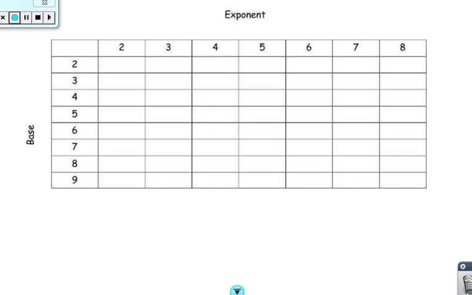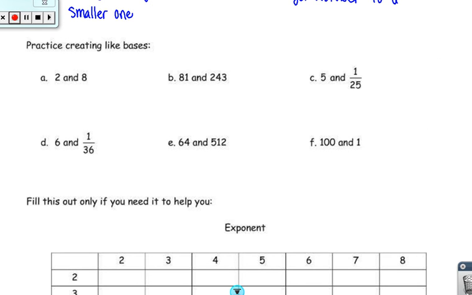If I have 2 and 8, how can I get them to all have the same base? 8 is bigger than 2, so I want to try and make 8 have a base of 2, right? So 2 to the what power equals 8? That's your job to figure out and know. So I have 2, and I know that 2 to the third is 8. So 2 and 2 to the third. Now that I have these bases that are exactly the same, whatever the exponents were, I could set them equal to each other and solve.